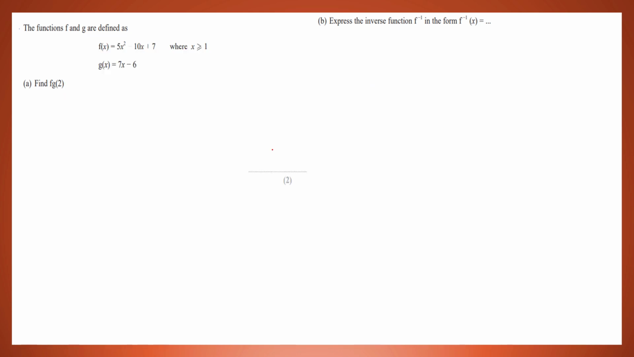The last question for today, let's see how we do this one. The question says the functions f and g are defined as f of x equals x squared minus 10x plus 7, x is greater than or equal to 1. g of x equals 7x minus 6. We need to find, first of all, the composition at 2.